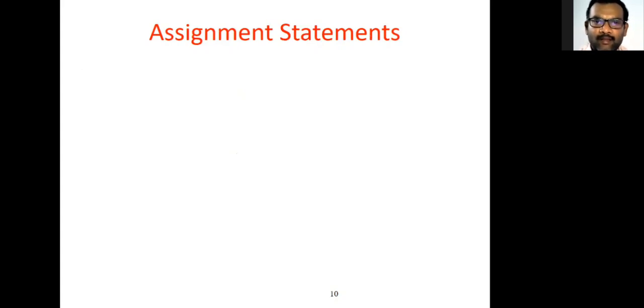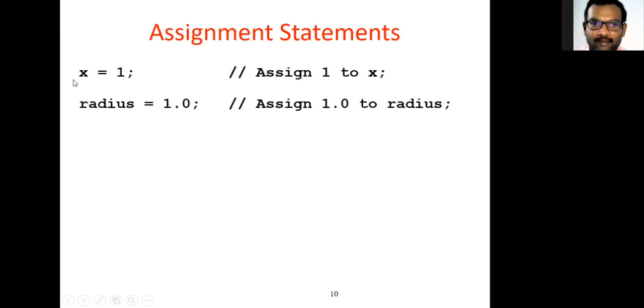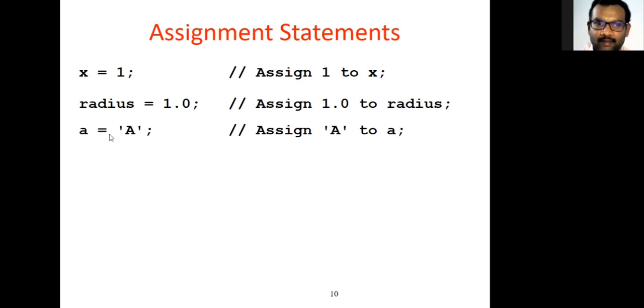Assignment statement. An assignment statement is used to assign a value to a variable. Here x equal to 1 indicates that the value 1 is assigned to the variable x. Similarly, radius equal to 1.0, so 1.0 is a value that you are assigning to the variable called radius. See that here a is a single character, and the character value is stored in another variable a.